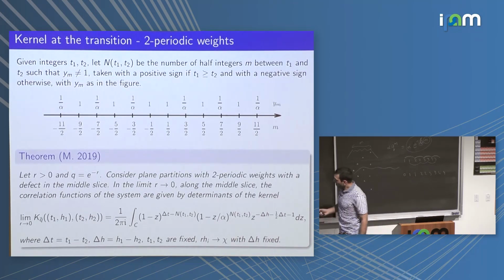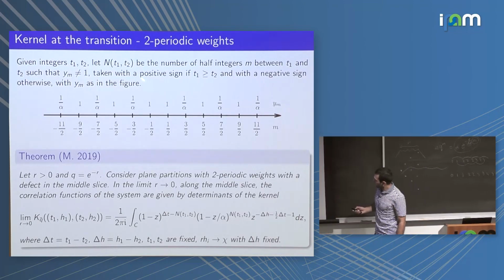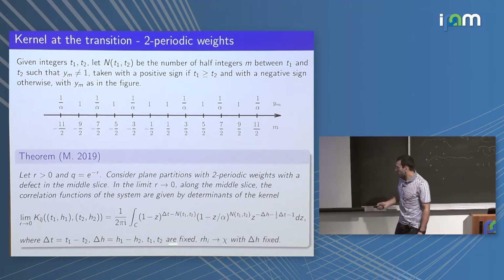So basically, it's again a determinantal point process, and this is the correlation kernel. So what is this kernel? Well, given slices T1 and T2, look at this sequence and count, let n(T1, T2) be the number of ones in between T1 and T2.